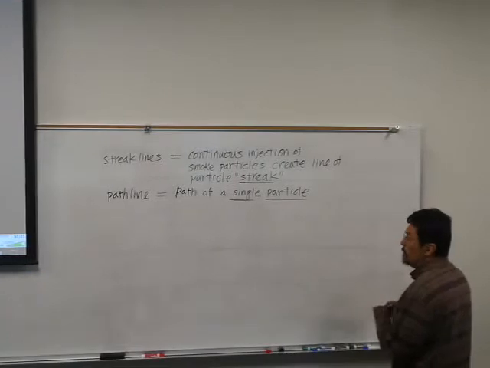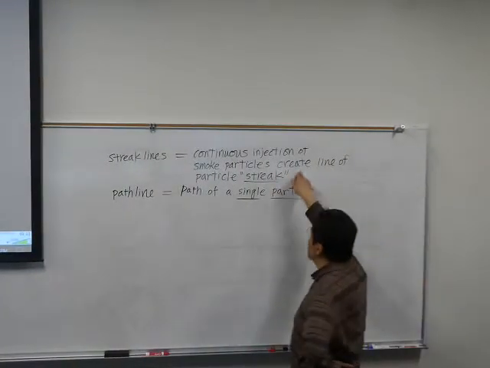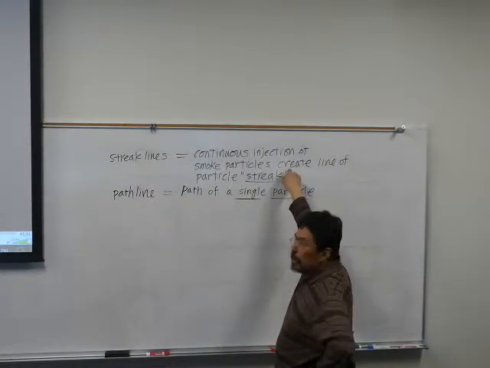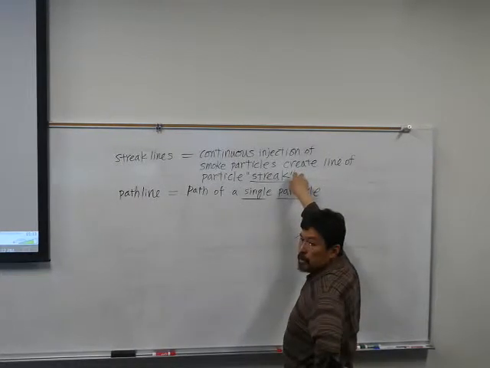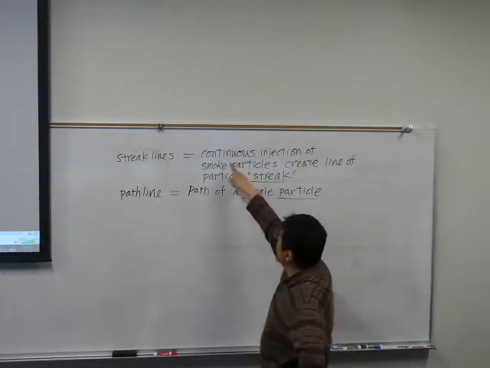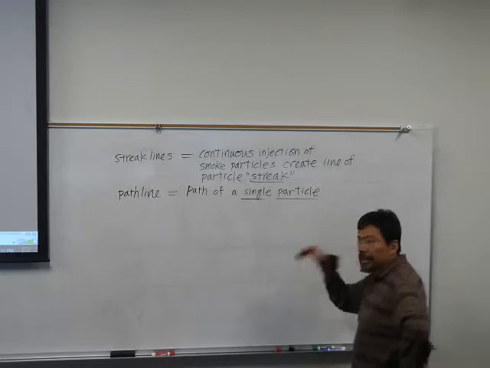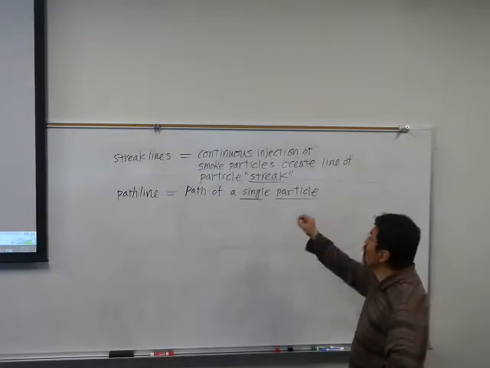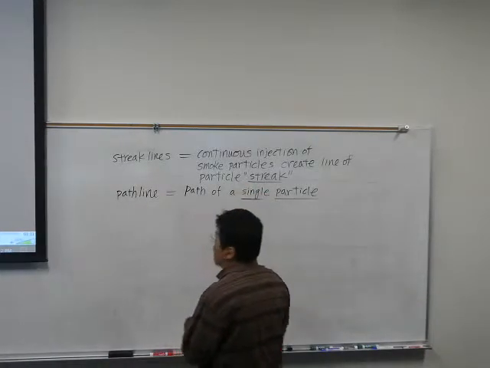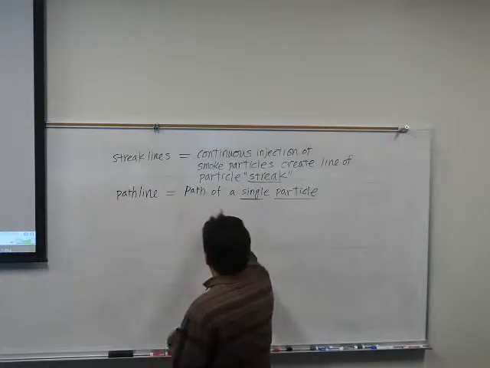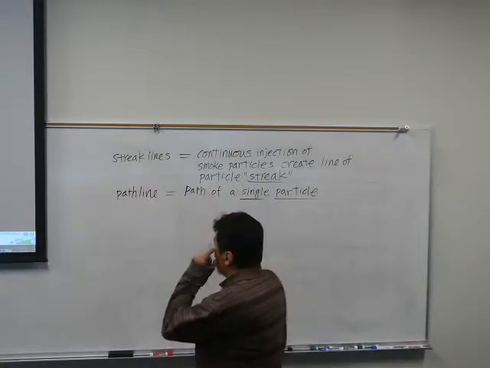A big difference between path line and streak lines: streak lines are created by many particles. The particles are released at a single location and then continuously released at that point. So a flow field basically creates the streak of those particles. A path line is an independent individual particle.